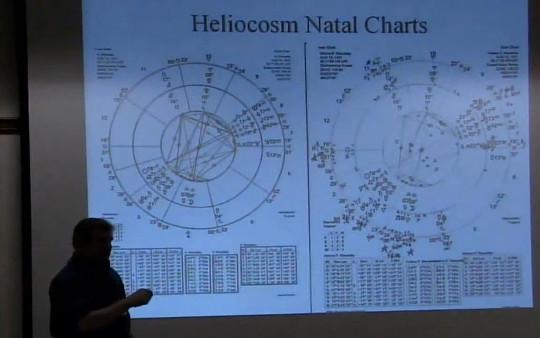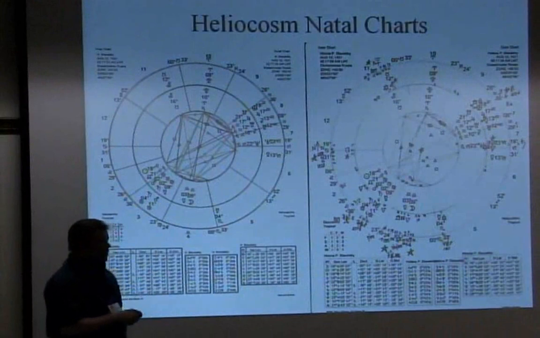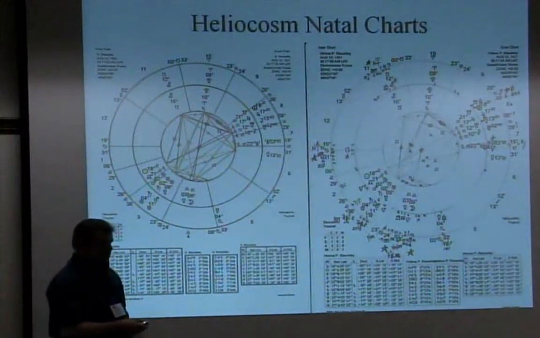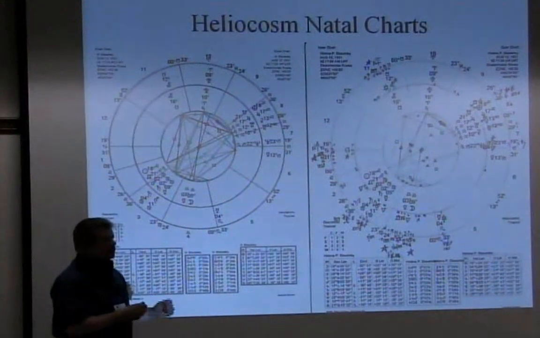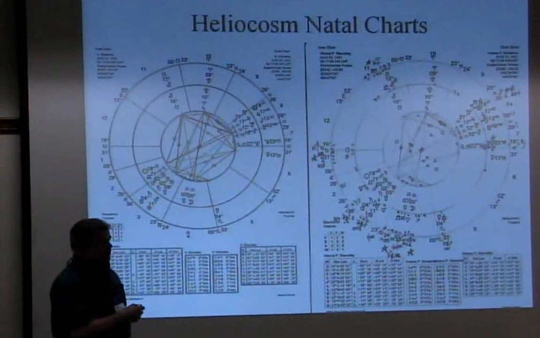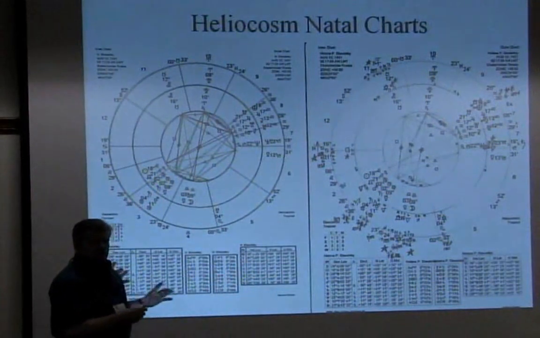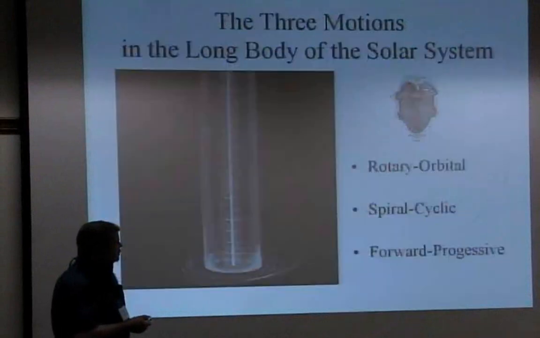Heliocosms are just conjunctions with the sun of any of the inner planets, and the spiral cyclic cycle that they create. So when you're dealing with a standard chart, you're dealing basically with orbital rotary motion. I wanted to find a way of putting spiral cyclic motion into the chart. I think the next few pages may explain that a bit more.